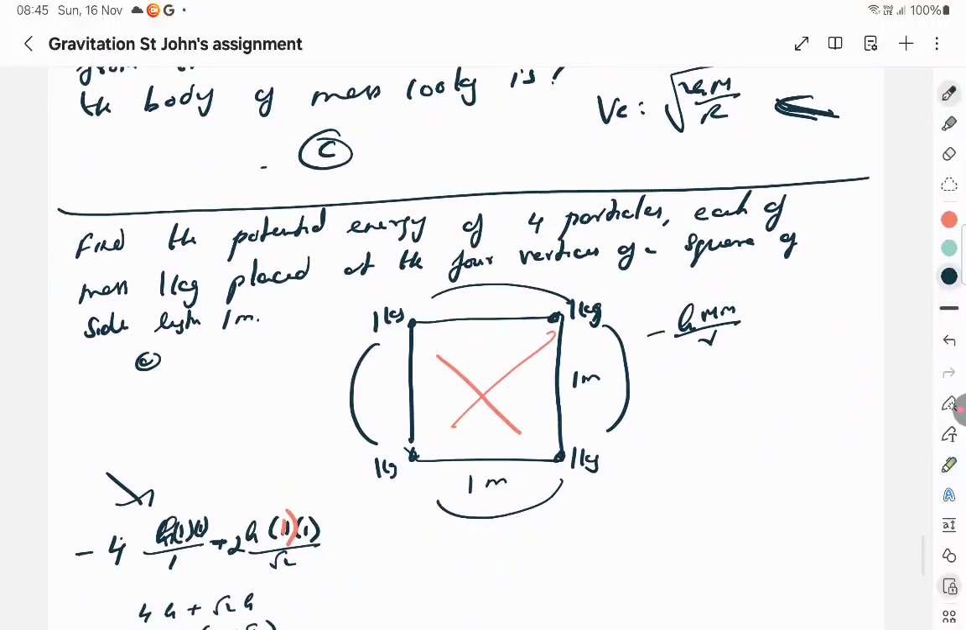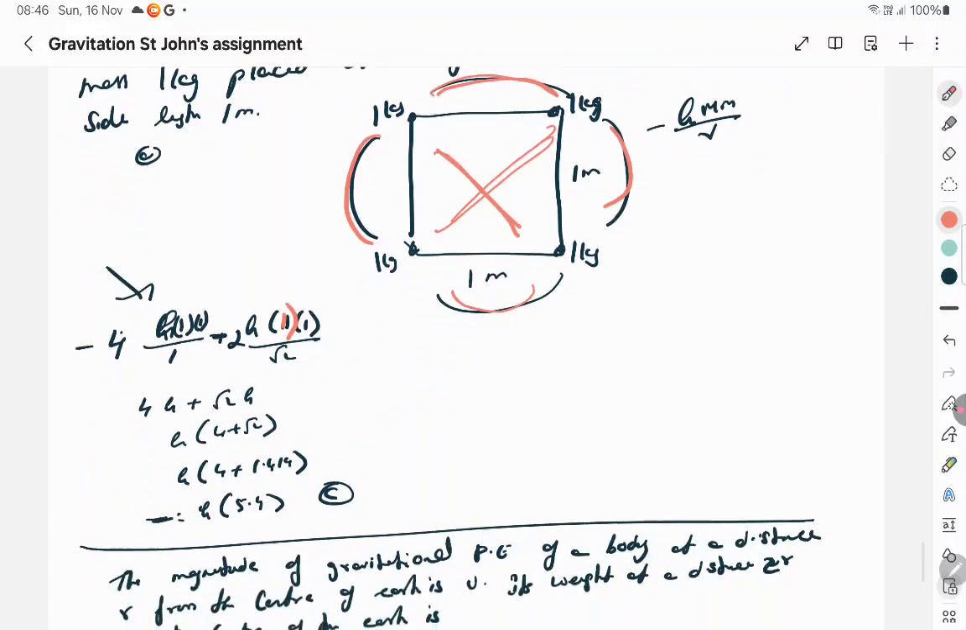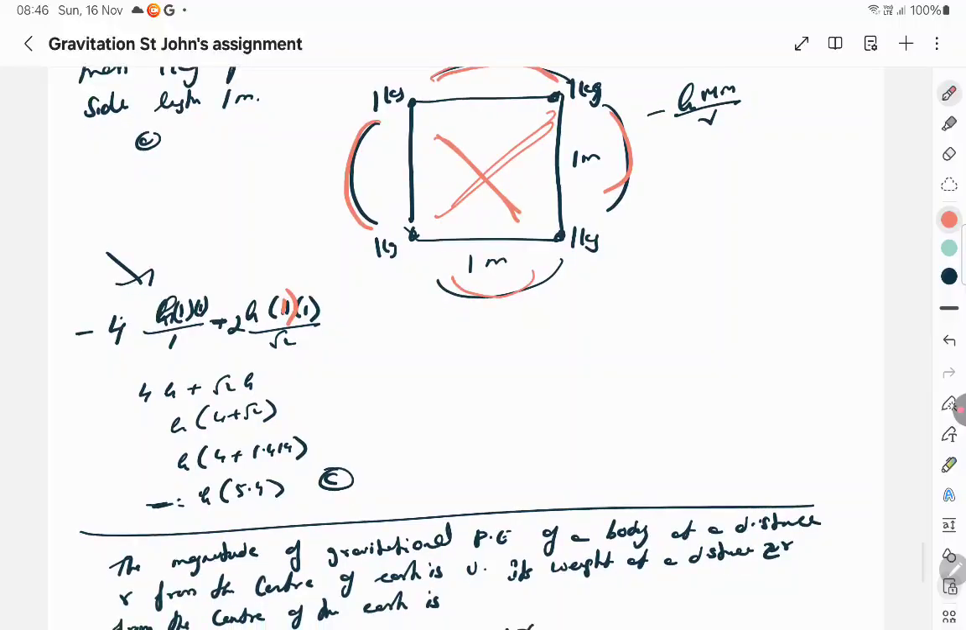Find the potential energy of 4 particles placed on the vertices of a square, side 1 meter. Potential energy formula is minus GMm by r. So you have a potential energy GM, 1 by 1, this one, 4 of them, and then this one and this one, where the distance becomes root 2, not 1. So 2 times and 4 times, calculate the total potential energy.